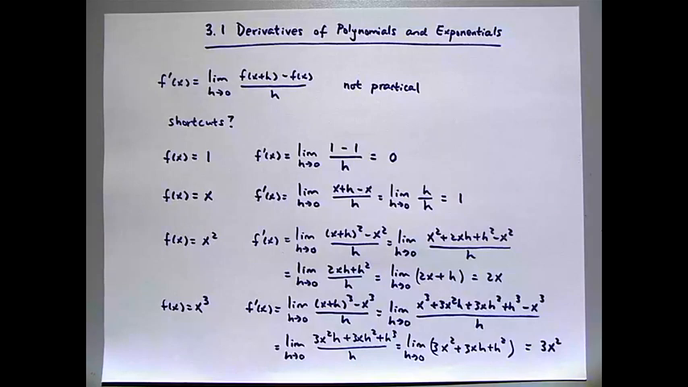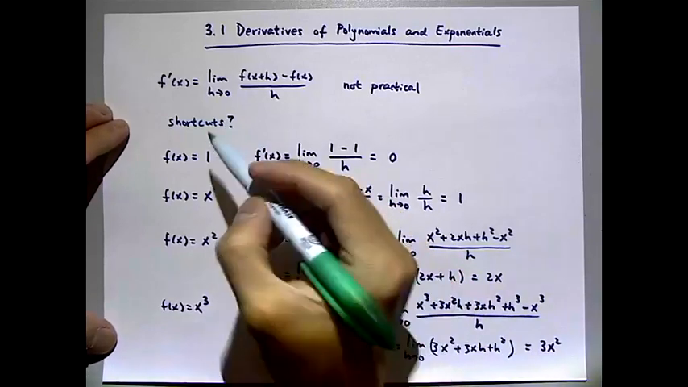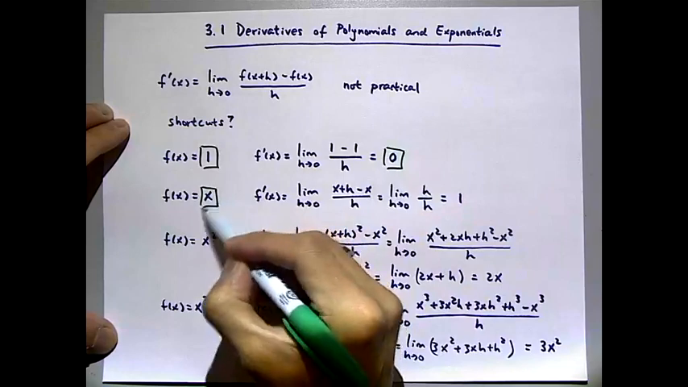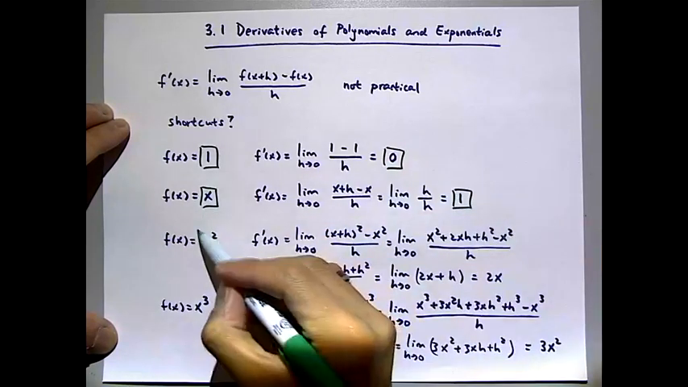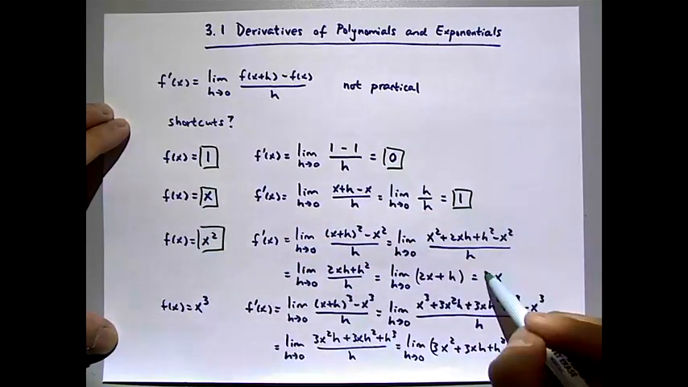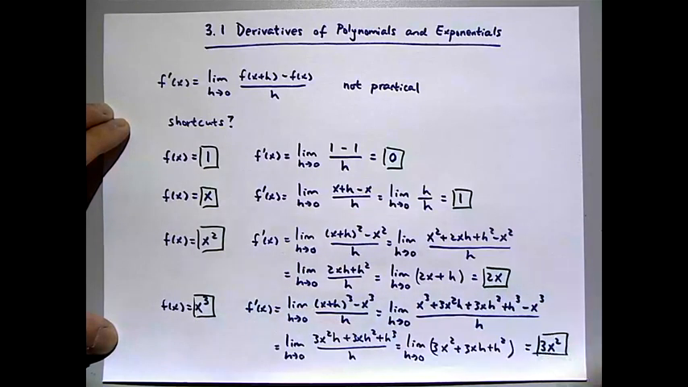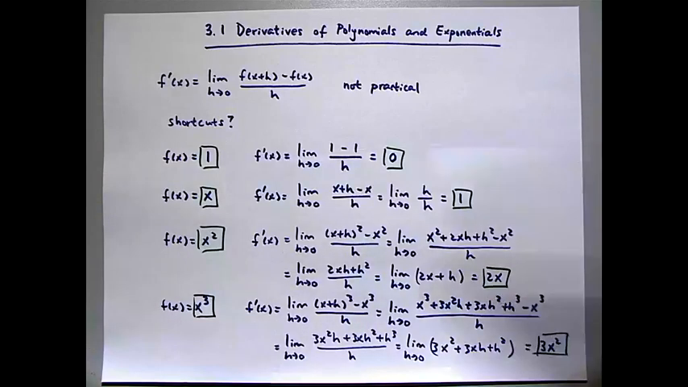Okay, let's do another one. No, let's not do another one. I think we'll see the idea here. So let's see. With 1 we got a 0. With x we got a 1. With x squared we have a 2x. With x cubed we have a 3x squared. Okay, if you look at these 8 green boxes closely enough, eventually you're going to notice a pattern.